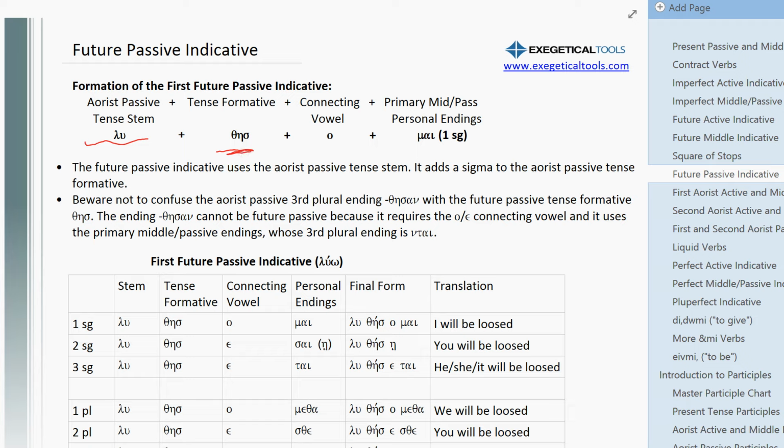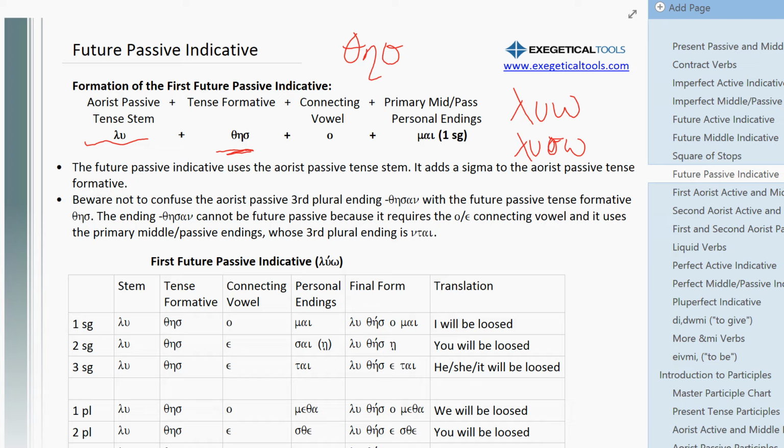And so what this is, since it borrows the aorist passive tense stem, it's basically borrowing also the aorist passive tense formative, which is theta eta, and then it's just adding a sigma to it. Just like the future tense adds a sigma to the present active indicative, where you have luo, and then to get the future, you add a sigma in there, sigma tense formative. It's the very same thing here, except now it's building off the aorist passive.